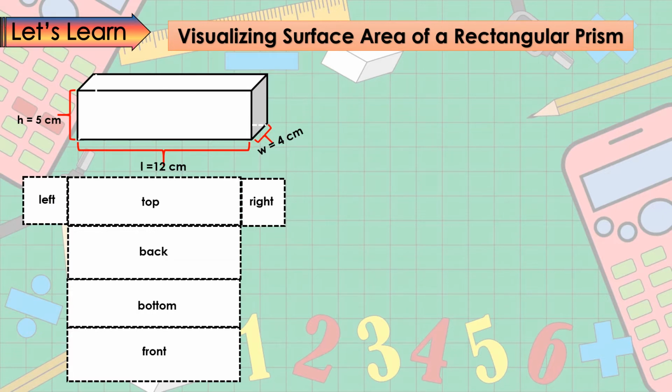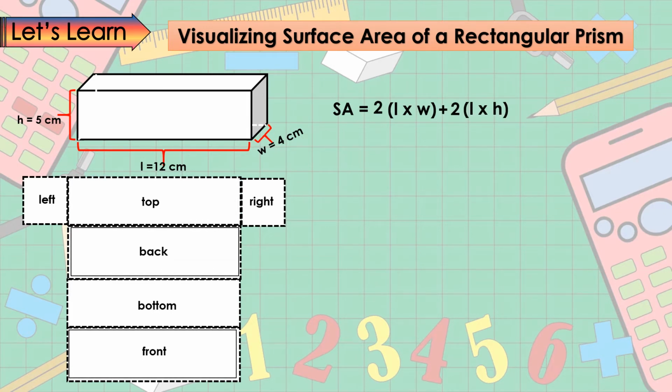So we have here now the nets for the rectangular prism, and since we are dealing with a solid figure, we have three measures available here. First, we have the length times width. We also have length times height. And we also have width times height.